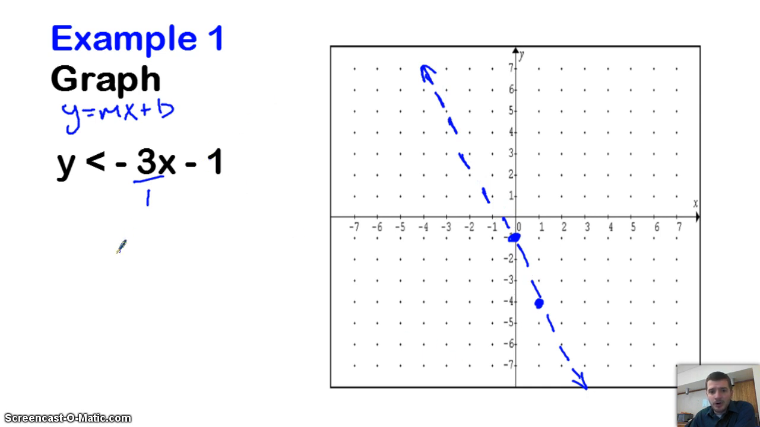Now, the last part is shading. It's really important. For the shading, you're also going to look at this sign. Now it says less than. I want you to take your pen and put it on the y-intercept. It says less than, so which way are the numbers less, up or down? In this case, you see it's down, so that means we're going to shade this whole side.